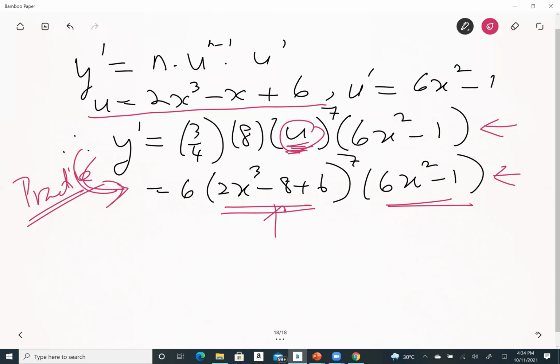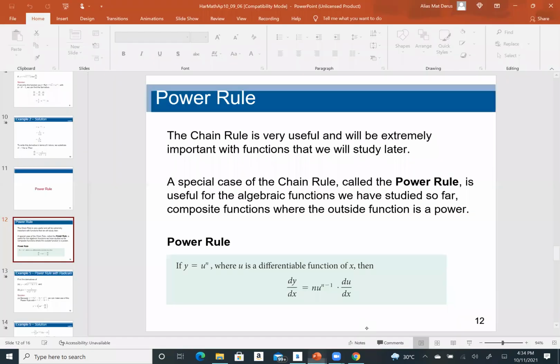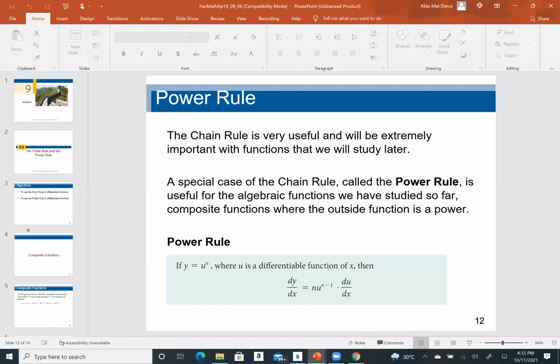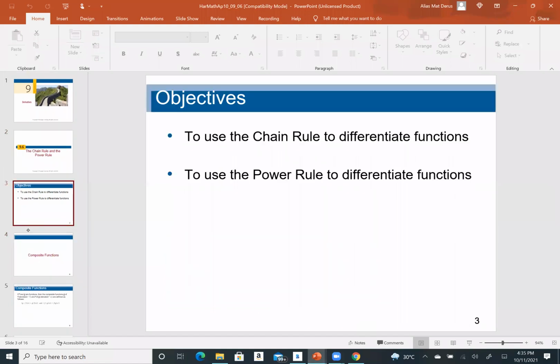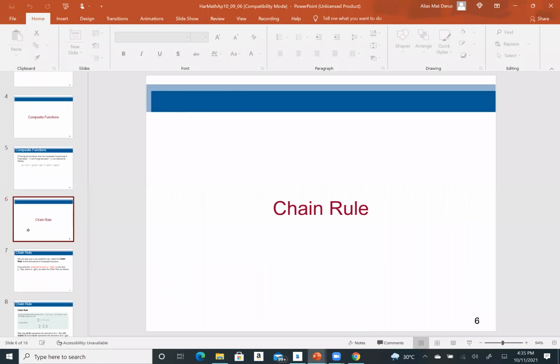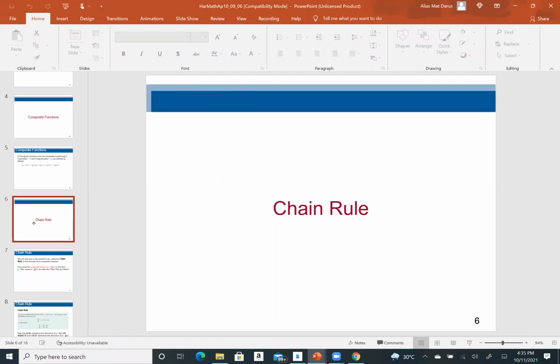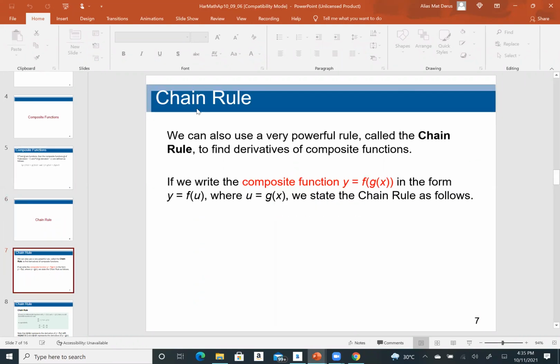Now the other rule in this part is the chain rule. Okay, chain rule. What is chain rule? Chain rule is this one. We have something like this. You have this chain rule.